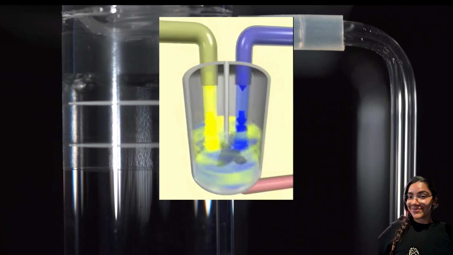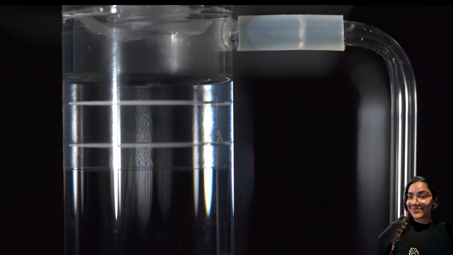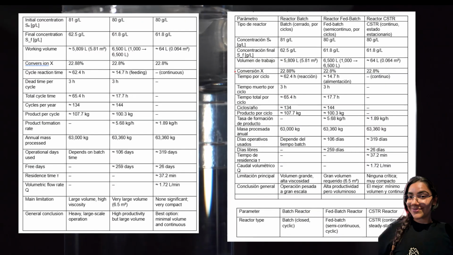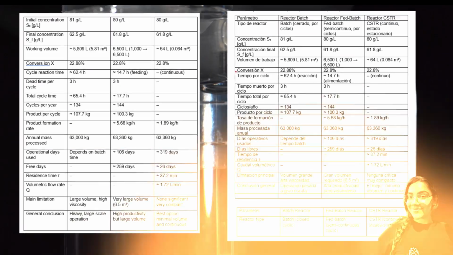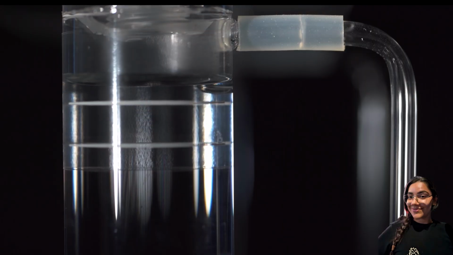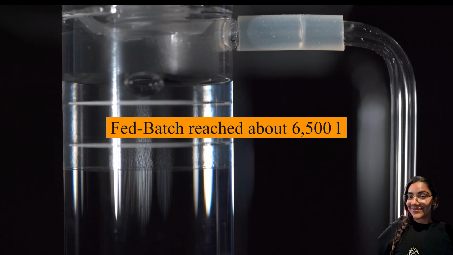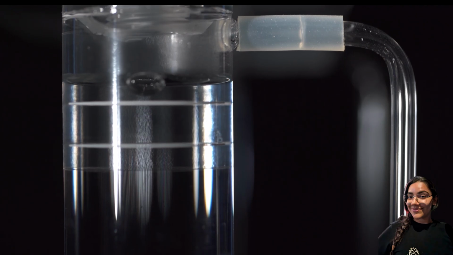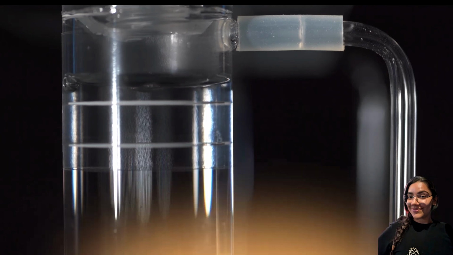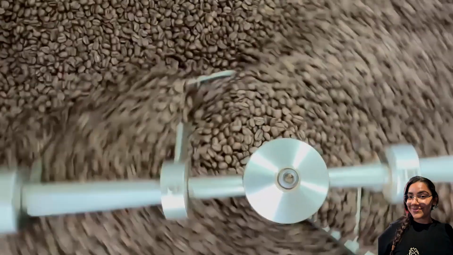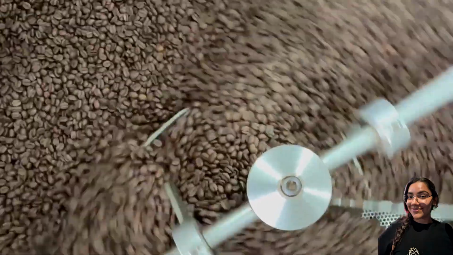Batch required around 508,040 liters. At that scale, viscosity and mixing limitations become critical, making operations slow and energy intensive. Fed-batch required about 6,500 liters. Despite the better concentration control, the final volume is still too large for the farm.